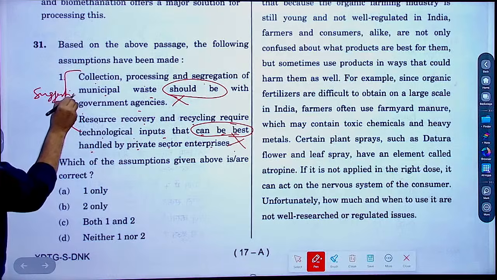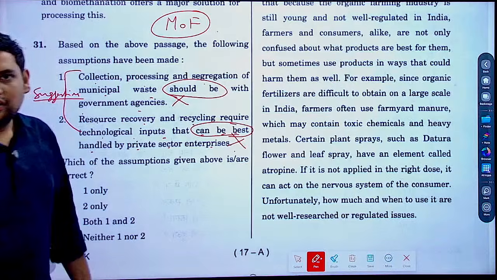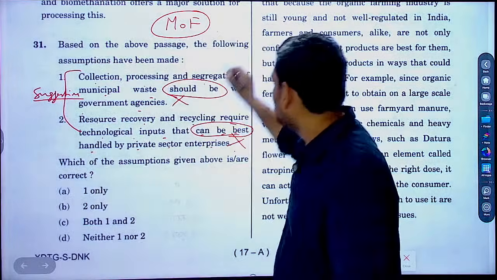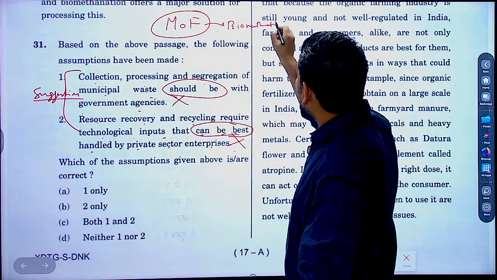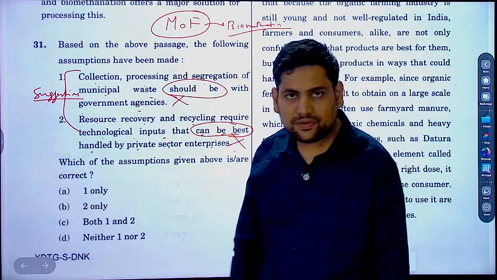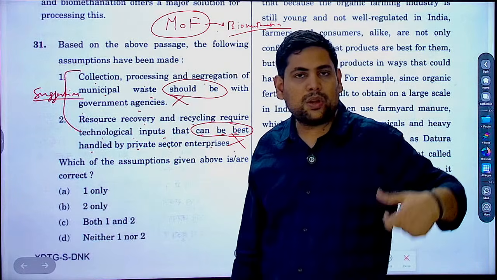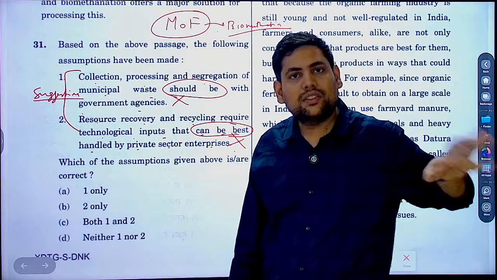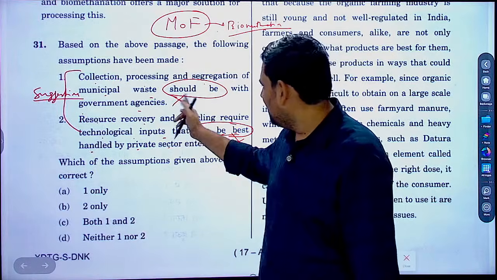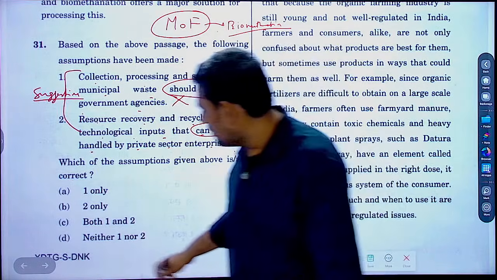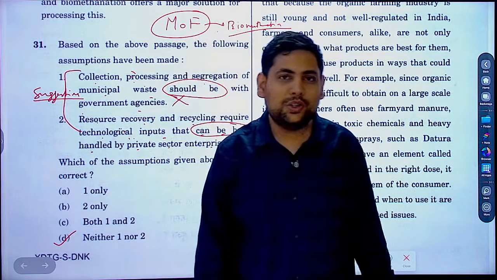If you read the entire passage, it is all about matter of fact, what happens in India. There is only one suggestion, that what we can do, we can go for biomethanation. Other than that, it is a completely matter of fact based passage. It is telling that India faces this problem. Informal sector handles the recycling. Waste to energy does not have enough resources. All matter of fact. Nothing like who should be doing what. So both of these are incorrect.